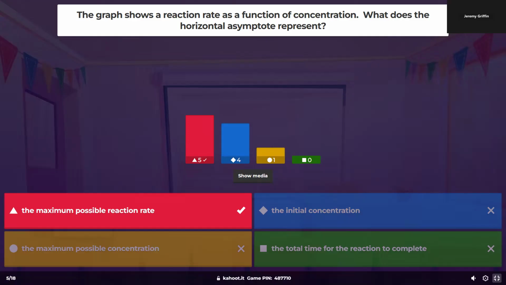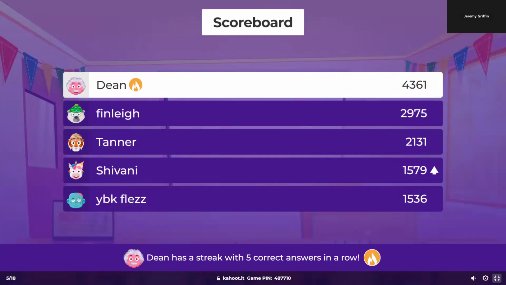Any question about how to interpret that graph? You guys do see why that would be the case, right? Maximum reaction rate. All right.